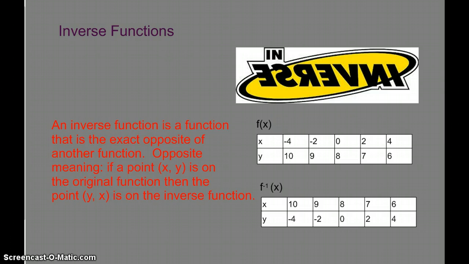If you look at the tables to the right, there's f of x and f inverse of x. We use that -1 power to signify an inverse. So when you look at the values for our first table, the point (-4, 10) is on the function f of x. Well, that means the second table represents the inverse of f of x. f inverse of x has the exact opposite point on it, the point (10, -4). The point (-2, 9) is on the original, so the point (9, -2) is on the inverse function. So that's what we're talking about when we're defining what an inverse function is.